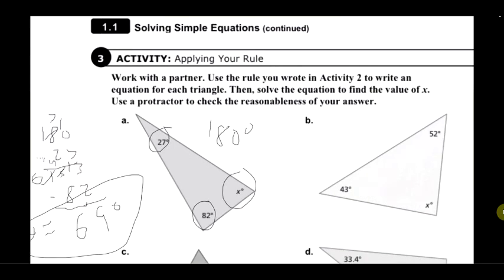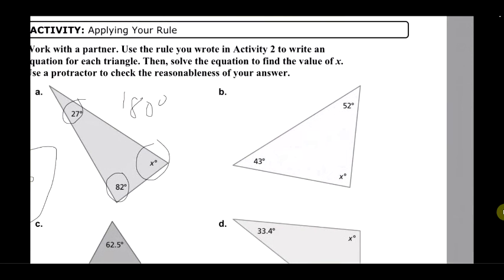Please do the same for the remaining 3 triangles. Have 180, and then you can do minus 52 minus 43, and the remaining answer will be your angle x.